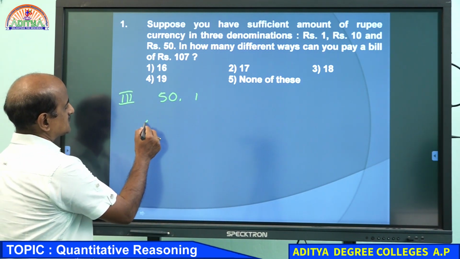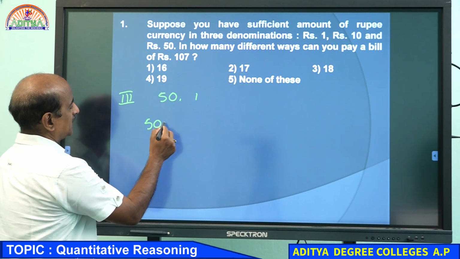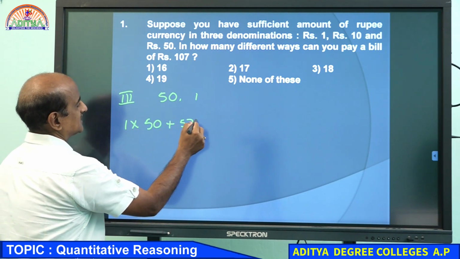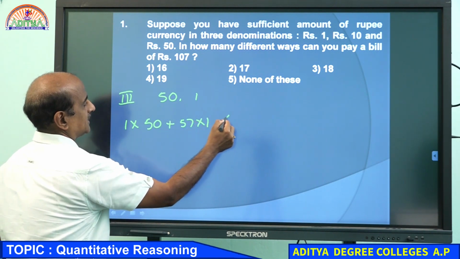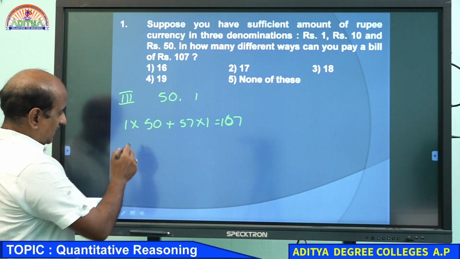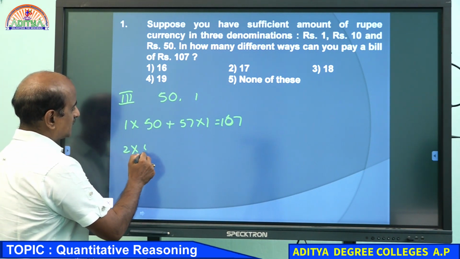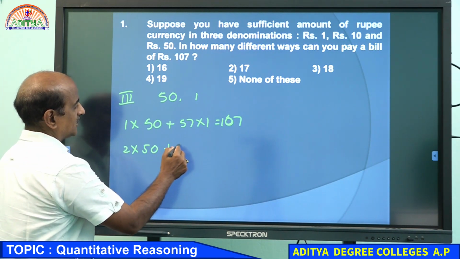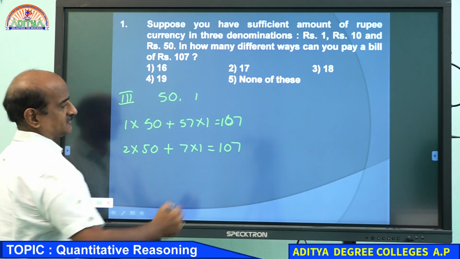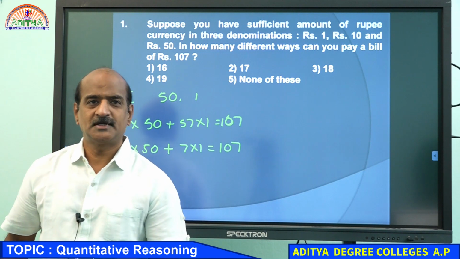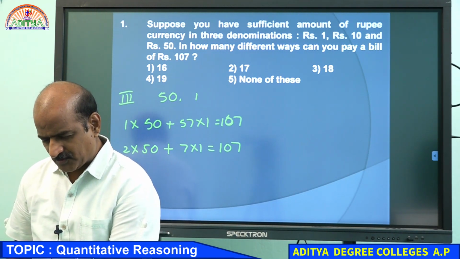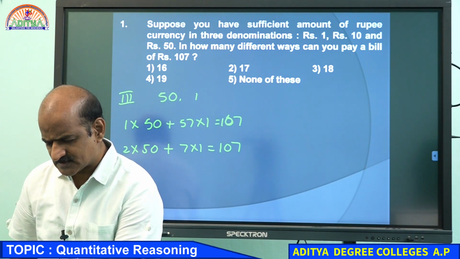So how many chances you get, students? If you pay 1 fifty-rupee note, you can pay 57 one-rupee notes. That makes 107. And if you pay 2 fifty-rupee notes, you can pay 7 one-rupee notes, that makes 107. Students, am I clear to you? I hope yes.